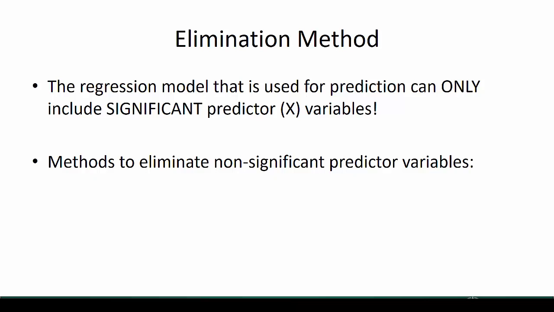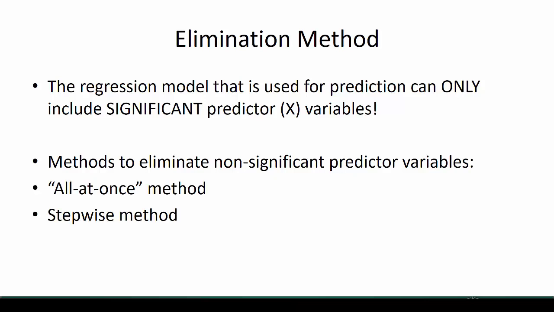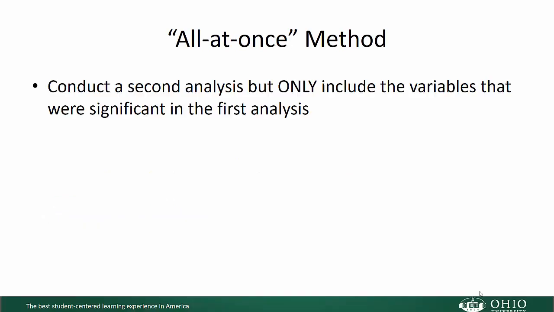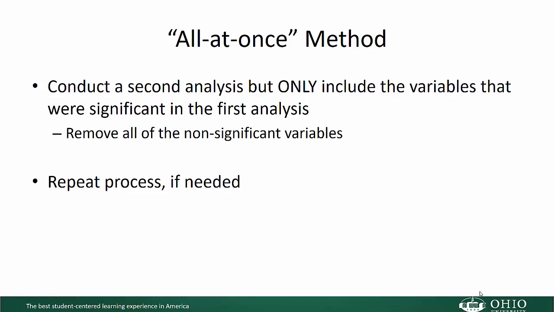Anytime you do a multiple regression analysis, you have to use a method to eliminate non-significant variables if you have non-significant variables. And there's 2 methods that you can use. In this video, I'm going to show you how to use the all-at-once method. In the next video, I'll show you how to use the stepwise method. The all-at-once method is simple and straightforward. You need to conduct a second analysis, however, you exclude all of the variables that were non-significant in the first analysis. That is, the second analysis only includes the variables that were significant in the first analysis.